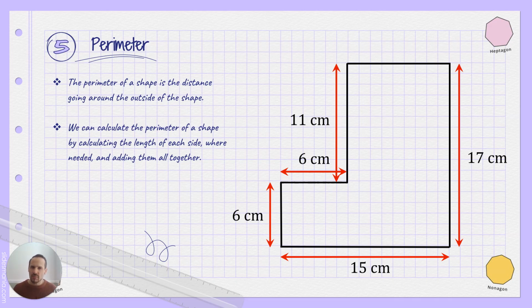And we can do the same thing with that distance at the top. We look at the horizontal distances. We've got 15 and we've got 6. We can then infer that this one at the top is going to be 9 because it's 15 minus 6.